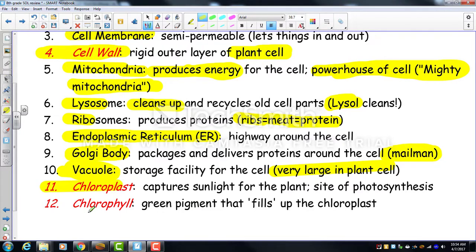Now the last two, chloroplast and chlorophyll, are both typed in red as well because they are only found in the plant cell. The chloroplast is where photosynthesis takes place. That's a very important chemical reaction, obviously. And that is where that takes place inside the leaves of plants. The chlorophyll is the green pigment that fills up the chloroplast. So it's inside the chloroplast.